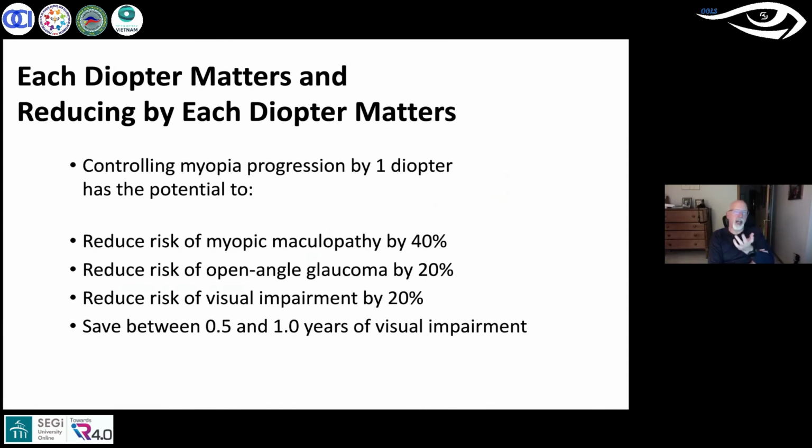We can achieve our diopter through a range of things that we have available to us, and controlling the progression really has the potential to do a number of things. It can reduce the risk of myopic maculopathy by 40%, reduce the risk of open-angle glaucoma by 20%, and reduce the risk of visual impairment by 20%. And it also, if you calculate years of visual impairment, has the potential to make a very meaningful difference to an individual patient.